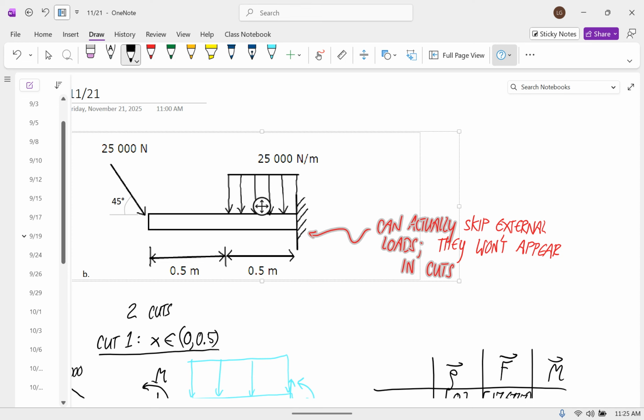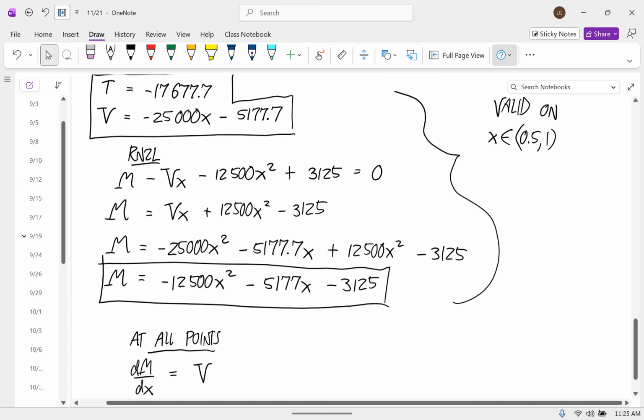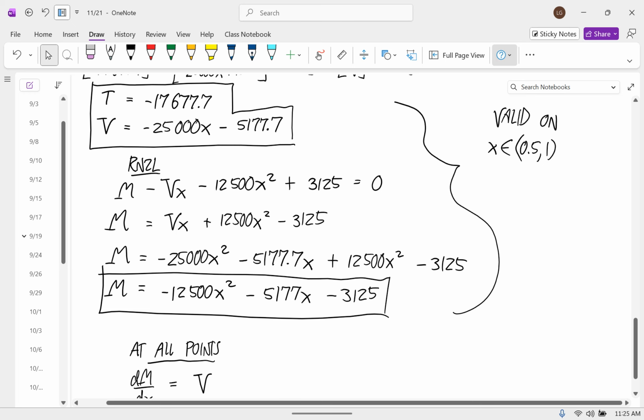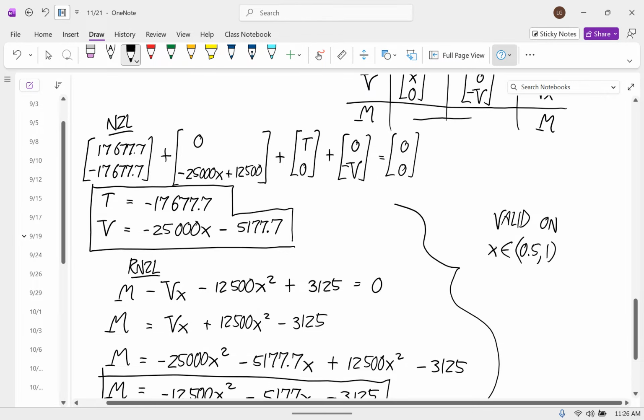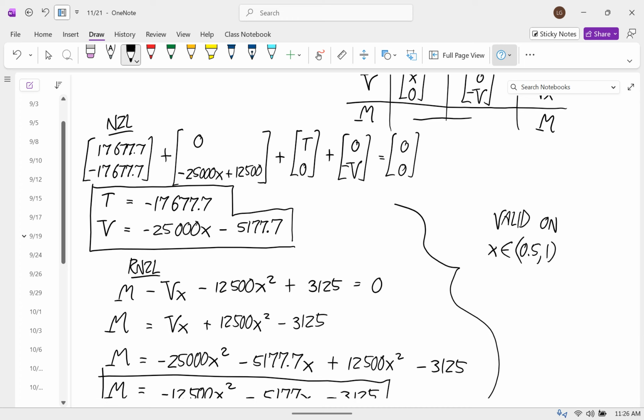Okay, so let's go through for that second cut. dM/dx, does it equal V? We got negative 25,000x, that one works. Here we have negative 5177, that one works. And then this one's 0. So yeah, for cut 2, dM/dx is equal to V. And now for cut 2, negative dV/dx has to equal q, which is just 25,000. You can see that that's true.